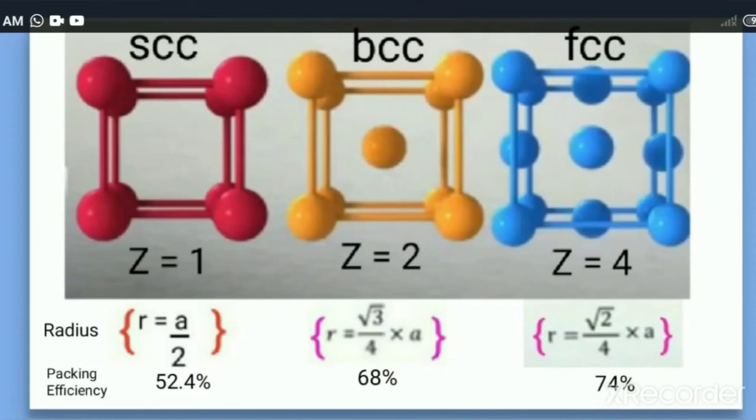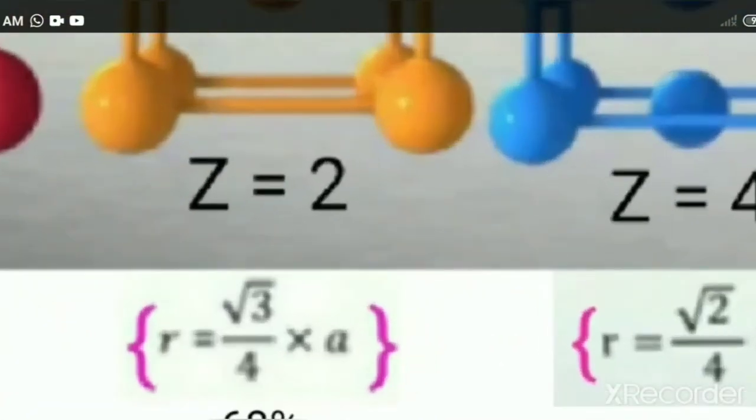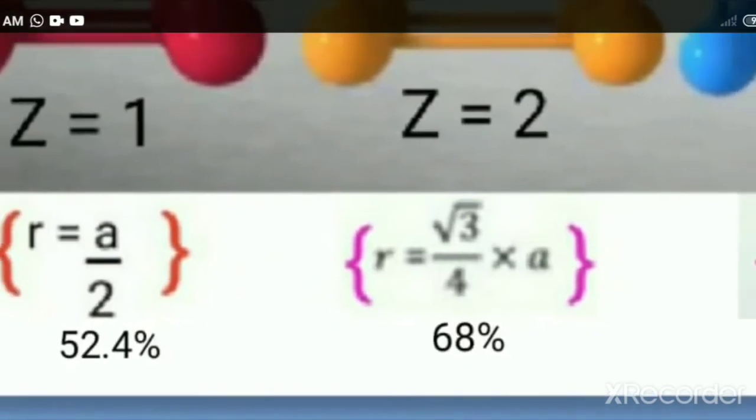So from this packing efficiency, it is clear that the close packing, that is HCP or CCP, is equally efficient because it occupies 74% of the available volume. On the other hand, the body-centered structure's efficiency is quite a bit lesser than FCC, that is 68%, while the simple cubic structure has only 52.4% efficiency.